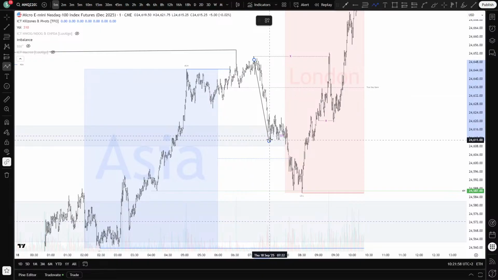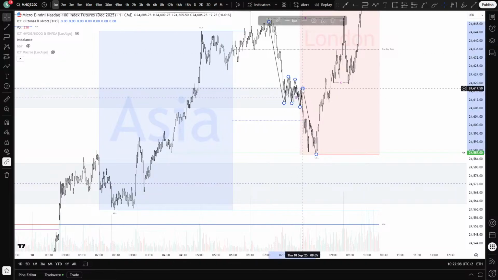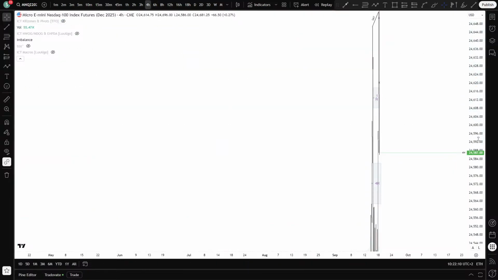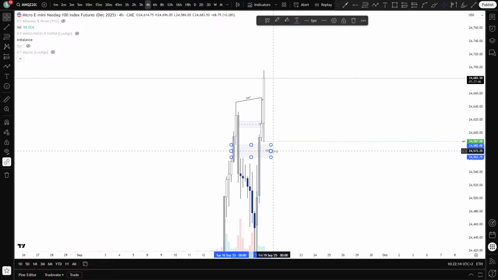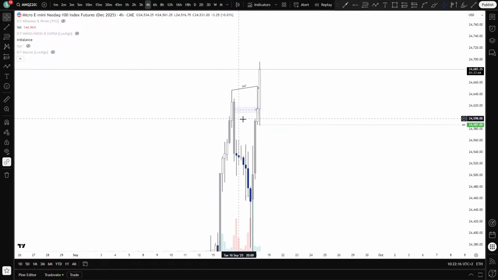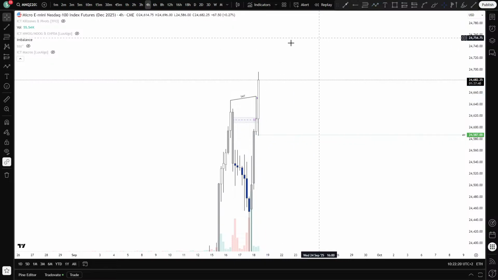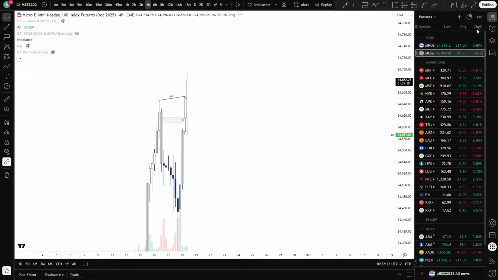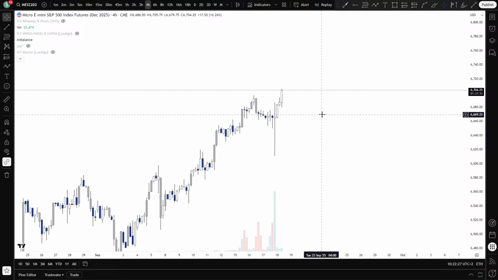Just before London started, you're gonna get a bit of a consolidation because people don't know what London is gonna do. London continued the down move a bit further towards some liquidity and also tapping into this 4-hour PD array right here. And as you can see, that caused a lot of support in the market to push price up again towards new all-time highs. And I believe the S&P also made new all-time highs.